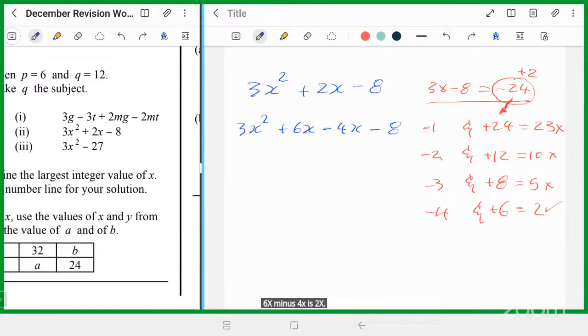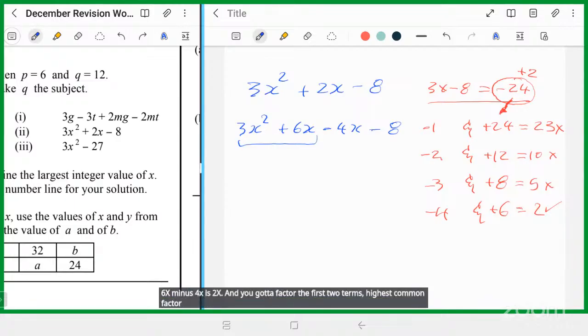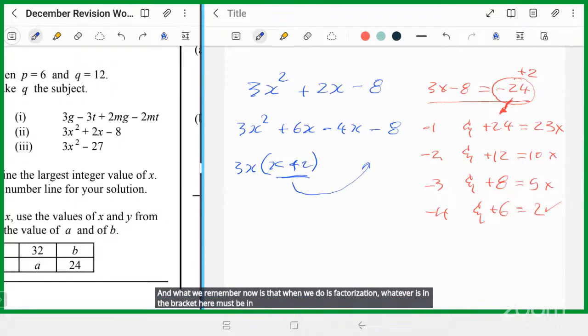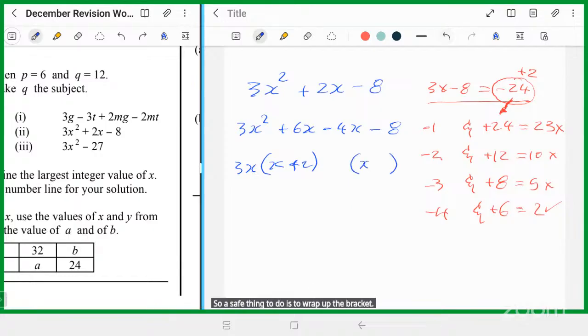And you're going to factorize the first 2 terms. Highest common factor in the first 2 terms right now is 3x. So you factorize the 3x. 3x out of this leaves you with an x. Divide this by 3x, you're going to get a plus 2. And what we remember now is that when we're doing this factorization, whatever is in the bracket here must be in the bracket here as well. So a safe thing to do is to write back the bracketed term first, x plus 2. So that's like a safety net.